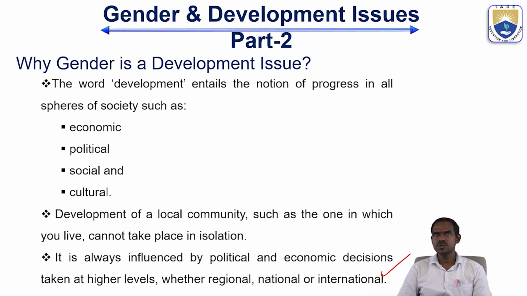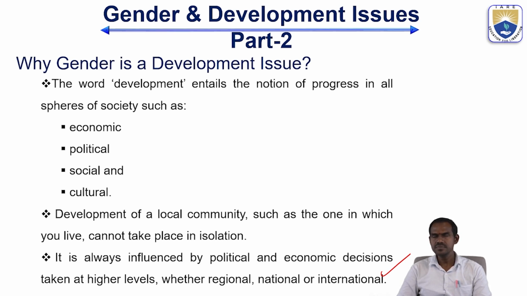So, in isolation a person cannot achieve the goal because it is teamwork, and it is always influenced by political and economic decisions taken at higher levels, whether at regional, national, or international levels. All the people together can contribute to development. That is why gender is a development issue. I hope you all understood why gender is a development issue.